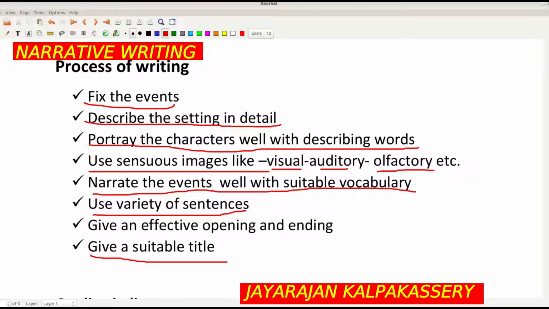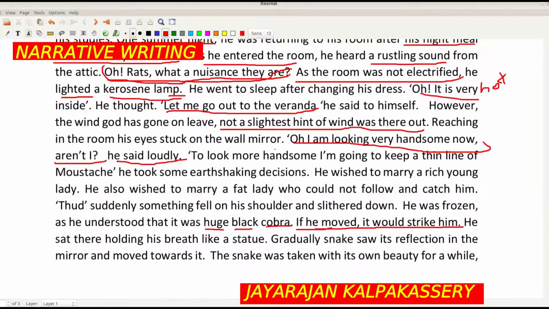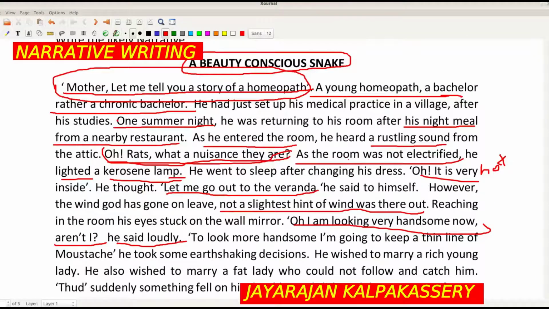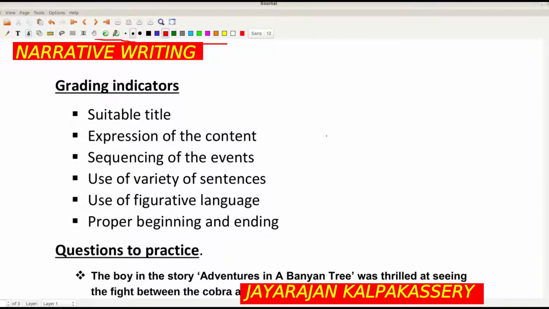So with this idea, go back to this narrative. I don't say that it is the best narrative, you can develop it again. And while valuing this paper, what are the areas that will be noted? If there is a title, we'll get a score. Expression of the content, that is, the context that is asked must be written. And sequencing of events, first event, second event, third event, that flow must be there.